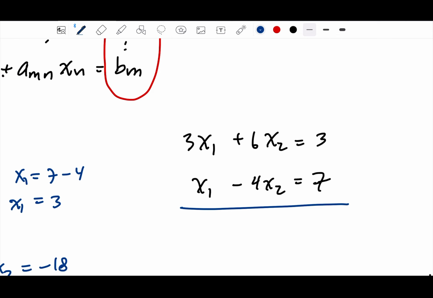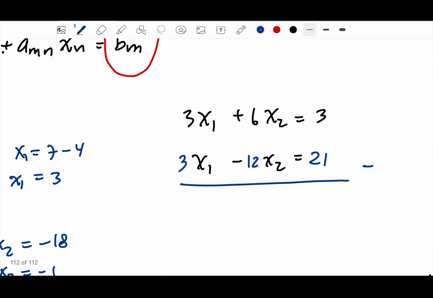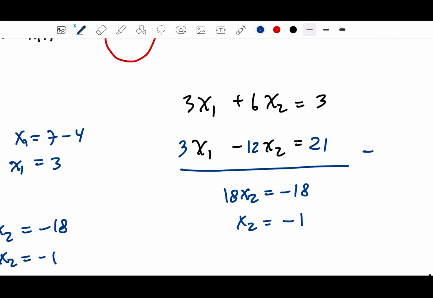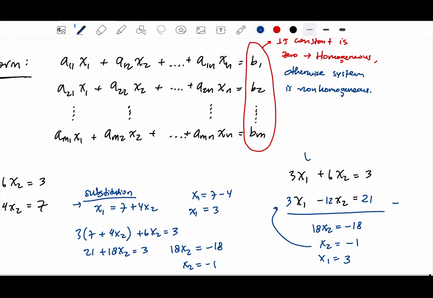I think we can multiply with 3. So this will be 12, this will be 21. And then subtract, this will be 18x2 and negative 18, so x2 is negative 1. We can get the rest by substituting back again, and we also get the same: x1 is 3, okay? So at least two methods, substitution and elimination, you could write and solve immediately. Okay.